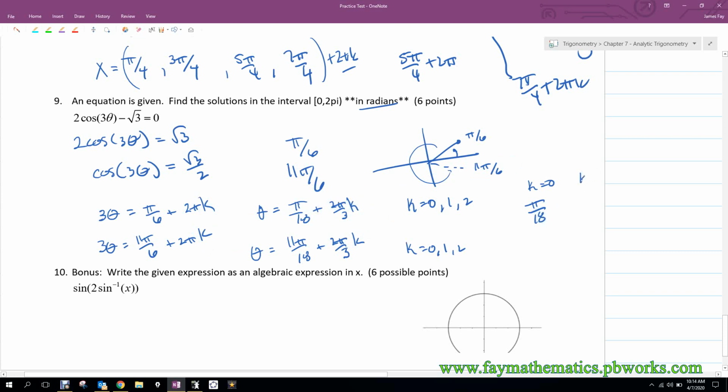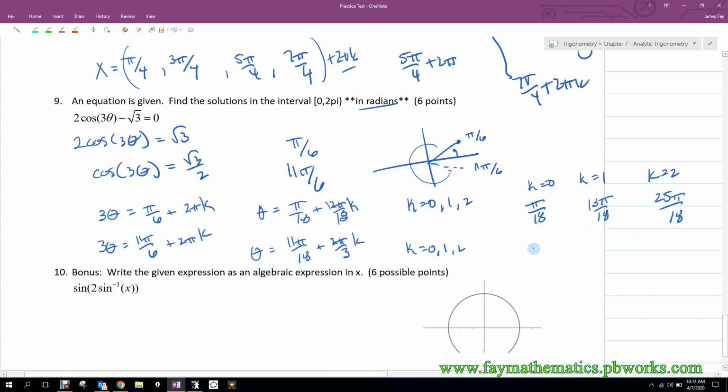That's my first solution. When k is 1, I'm going to add 2 pi over 3 to that. So as a common denominator, 18, and that would be 12. So 12 pi over 18. So this is going to be 13 pi over 18. And then k equals 2. If you can see the arithmetic sequence here, I'm adding 12 pi over 18. So I'm going to just add 12 to this numerator, be 25 pi over 18.